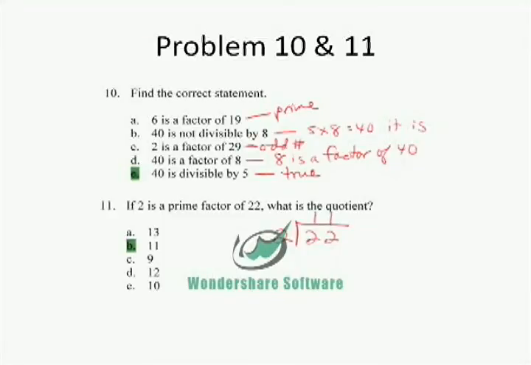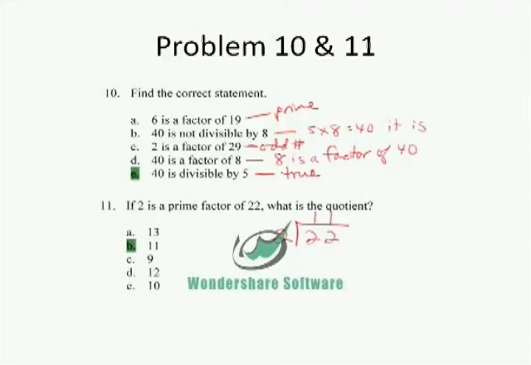Move on to number 10. And here again we get into the language a little bit of math. When we think about factors, for example, 3 times 4 is 12. 3 and 4 are factors of 12. 12 is a product in that multiplication.